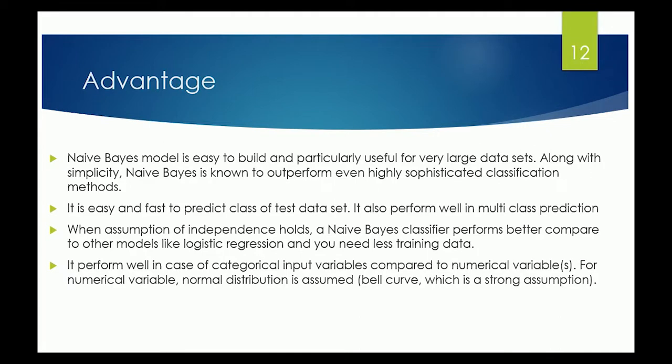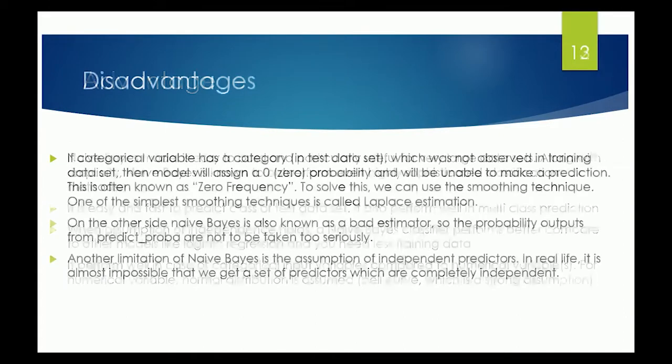The assumption of independence holds in naive-Bayes. If the assumption of independence holds, the naive-Bayes classifier performs better compared to other models like logistic regression. It performs well in case of categorical input variables compared to numeric variables. For numerical variables, normal distribution is assumed, like in a bell curve, a strong assumption like this.